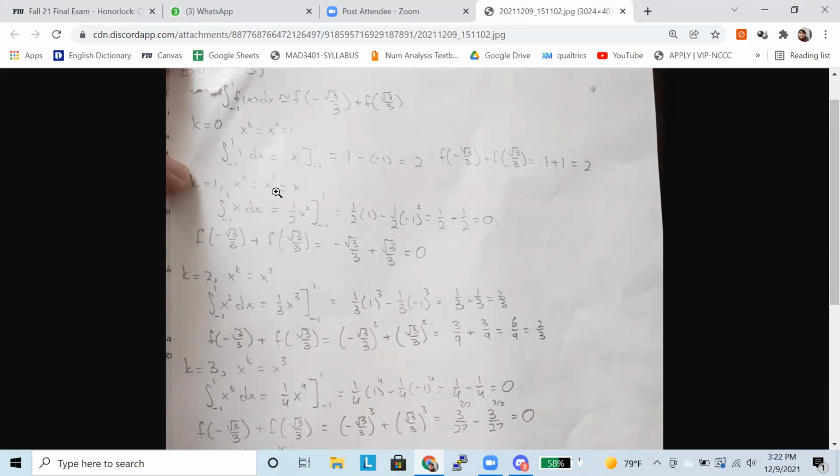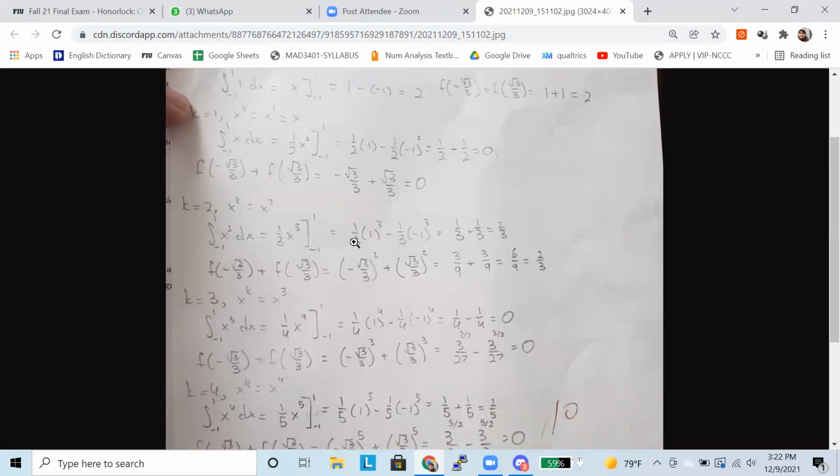So now X to the first power is just X, right? That's your function. So you do the integral of X from -1 to 1, and you end up with 0, okay? Then you do the same thing. You plug in root 3 over 3, both the negative and positive one, into the function X, right? And as you can see, both of them are 0, right? And then you keep going, and you get to K equals 2.